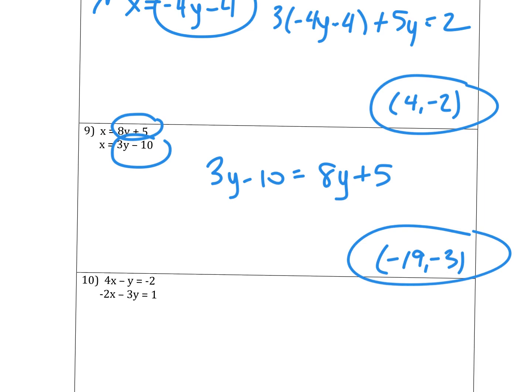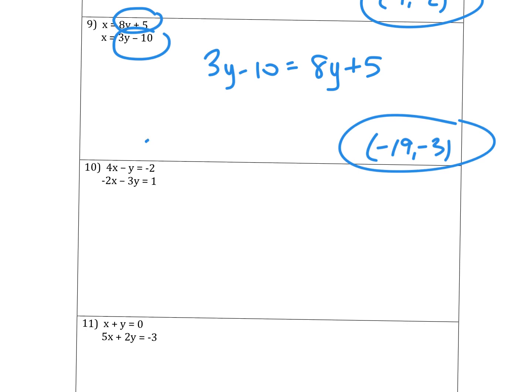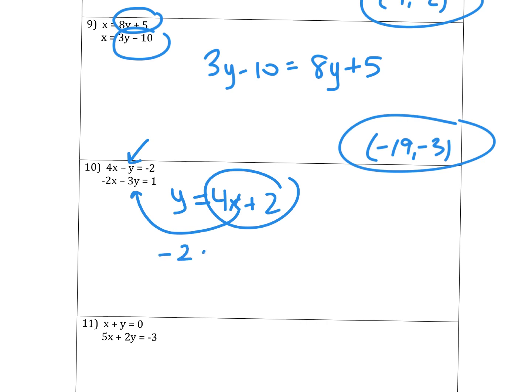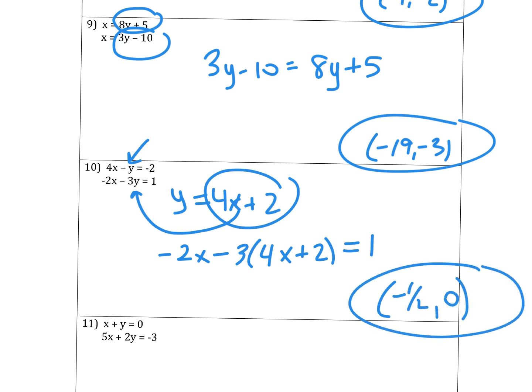Number 10, I'm going to isolate this y because it has a coefficient, well, it's negative 1, but if I add y and then add 2, I'm going to end up with y equals 4x plus 2. And then I will sub in this in the place of y in the second equation. So negative 2x minus 3 times 4x plus 2 equals 1. Solving for x and y, you're going to end up with negative 1/2 comma 0 for your solution.